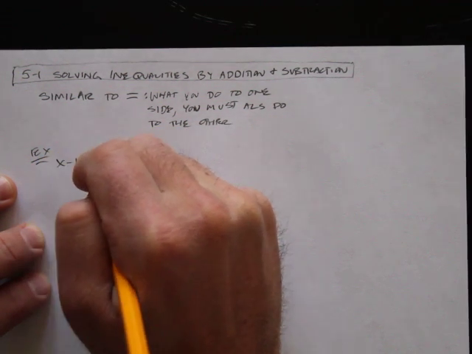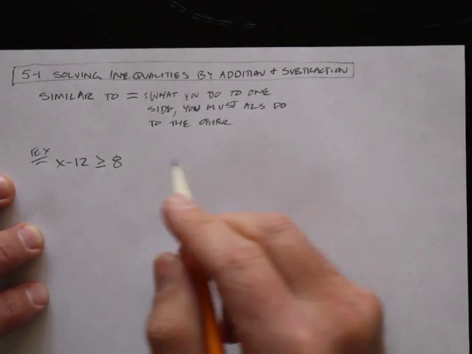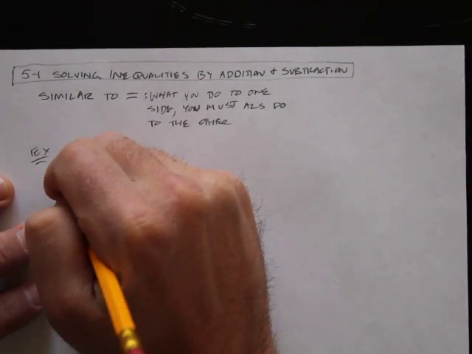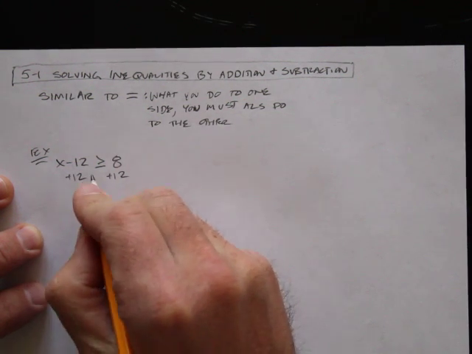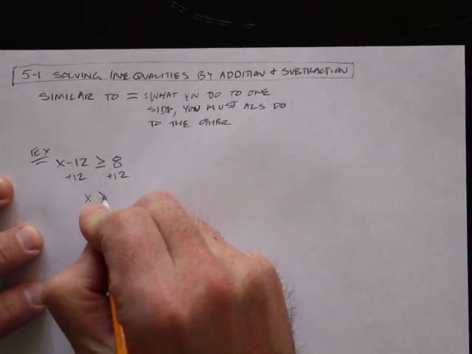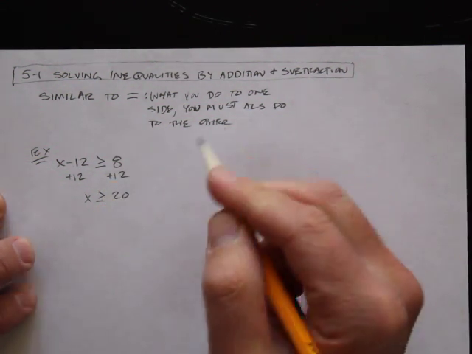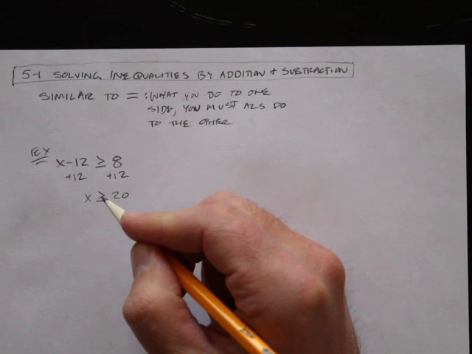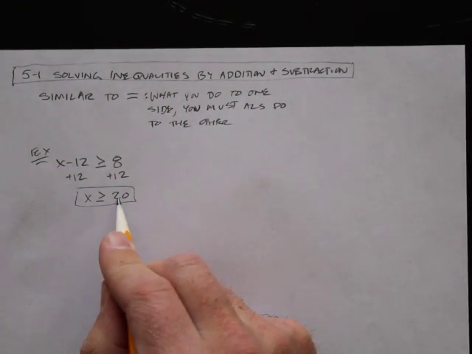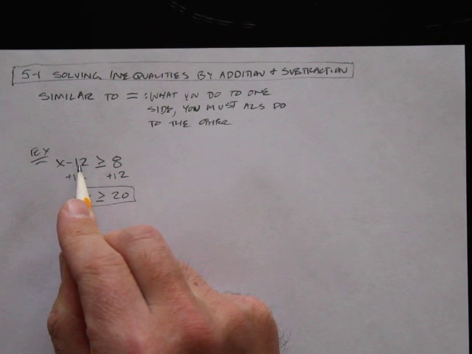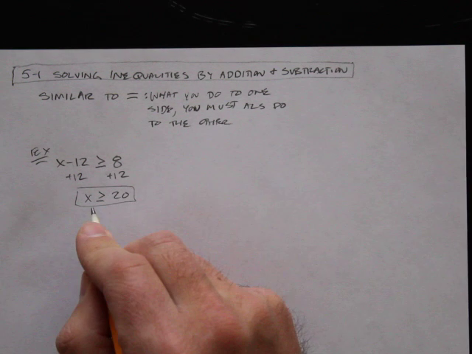Here's an example. x minus 12 is greater than or equal to 8. I want x to be by itself, so I'm going to add 12 to both sides. So I get x alone, and x is greater than or equal to 8 plus 12, which is 20. Notice I left my sign the same way. Now, here's my answer, and I can plug that 20 back in here. 20 minus 12 is 8, and so that answer checks out.